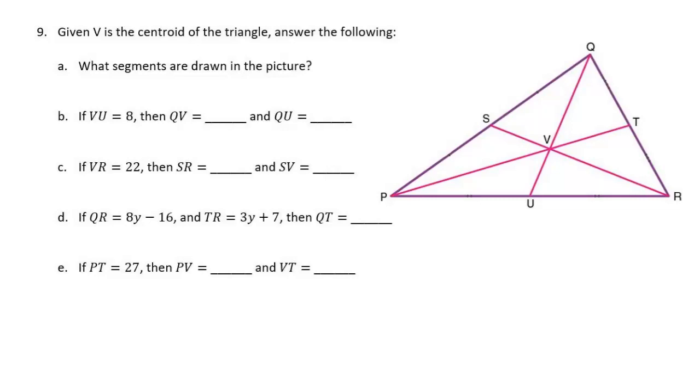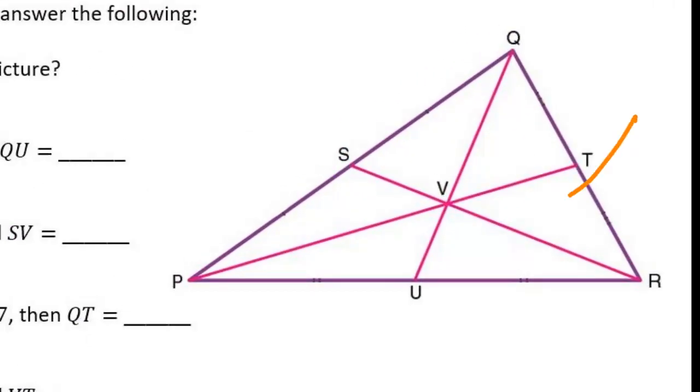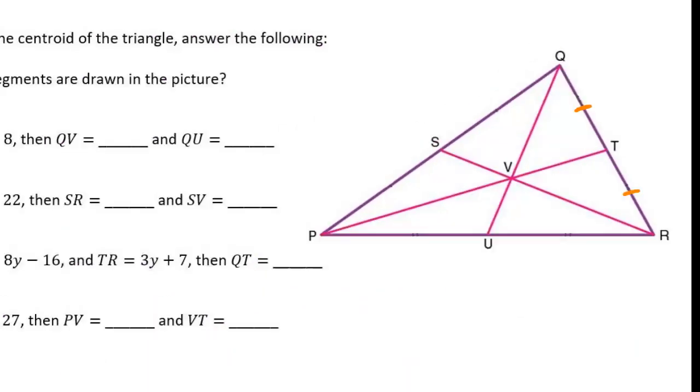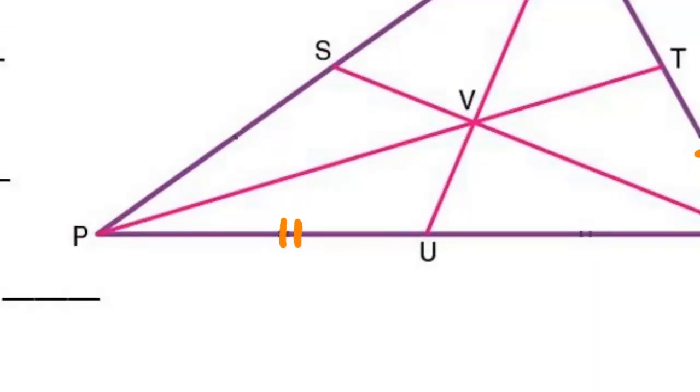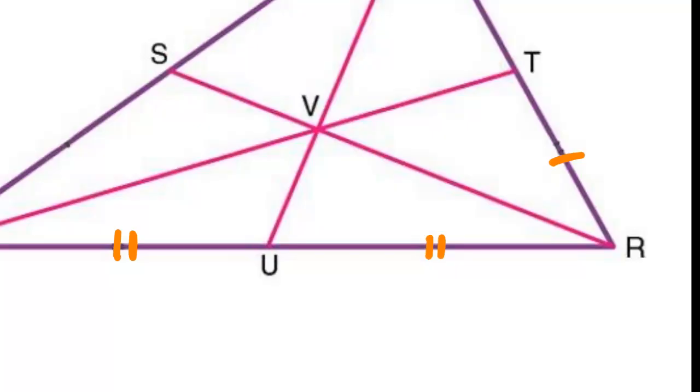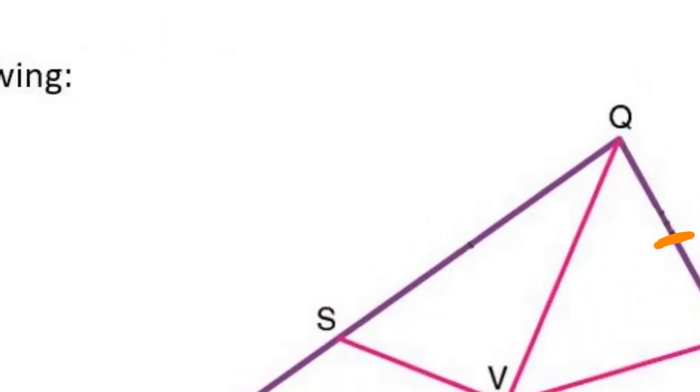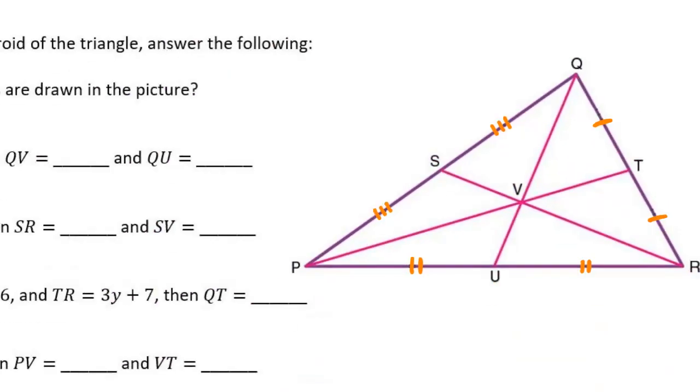Check your work with mine. What do we know about points S, T, and U? They're midpoints. So we know that QT and RT are congruent. We know that UP and UR are congruent. We know that SP and SQ are congruent.